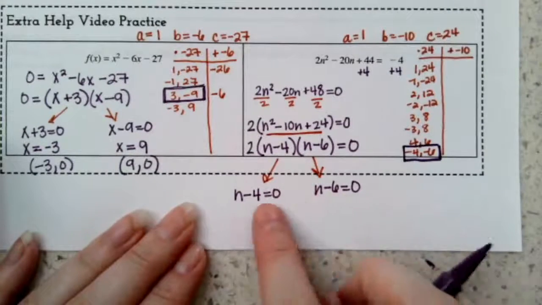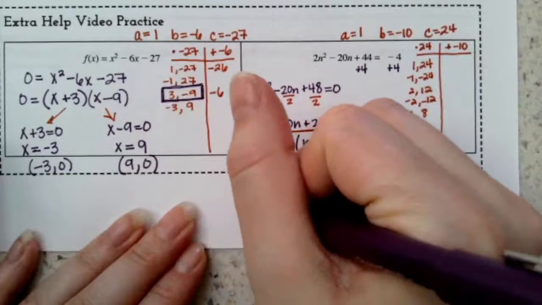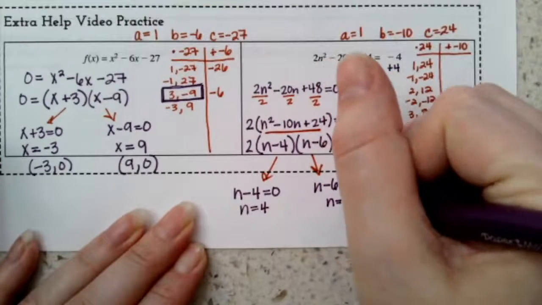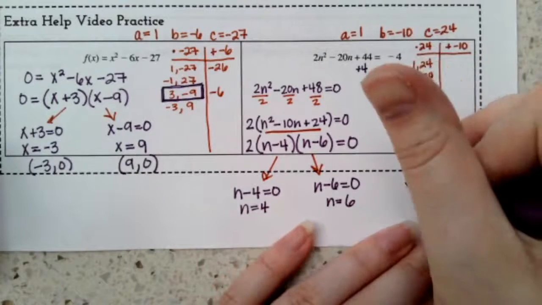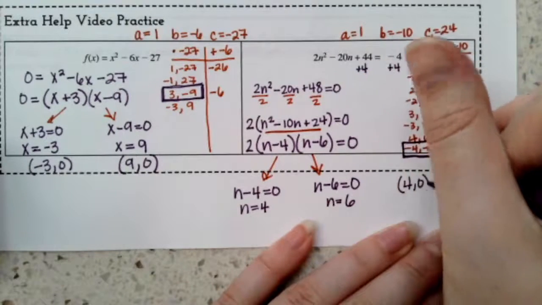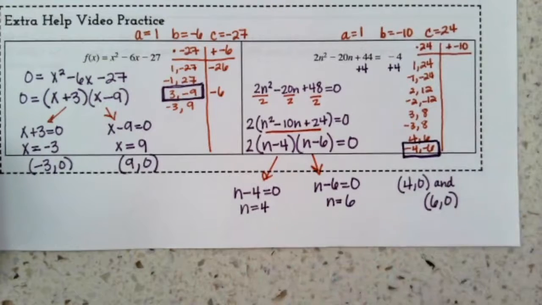And for both of these, I'm adding on both sides. So adding 4 on both sides gives me 4. Adding 6 gives me 6. And I want to write these as coordinate points. So (4, 0) and (6, 0). And those are my x-intercepts, my zeros, my roots, my solutions.